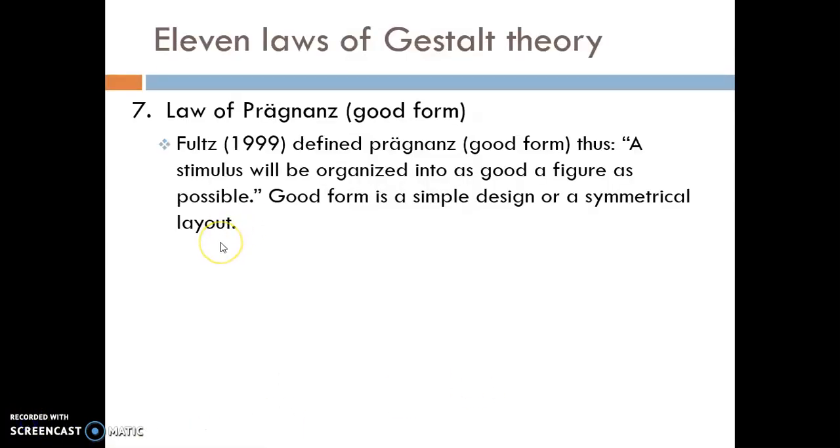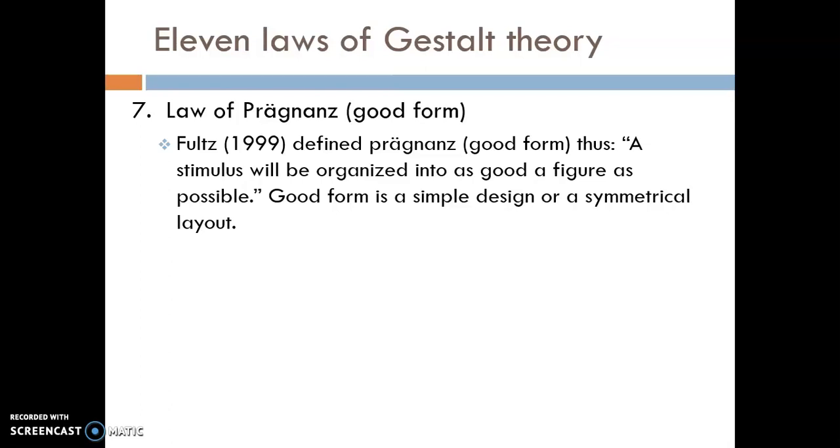Okay, the number 7 is the law of pragnanz, or we can call it good form. The law of pragnanz is something referred to as the law of good figure or the law of simplicity. This law holds that when you are presented with a set of ambiguous or complex objects, your brain will make them appear as simple as possible. The word pragnanz is a German term meaning good figure. People will perceive and interpret ambiguous or complex images in the simplest form possible because it is the interpretation that requires the least cognitive effort from us.